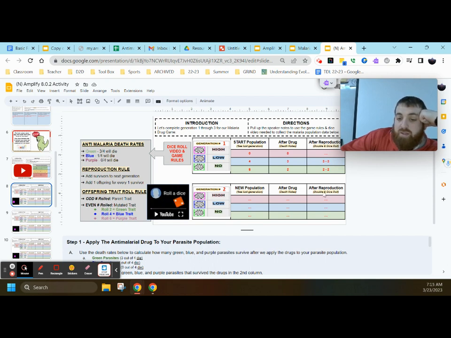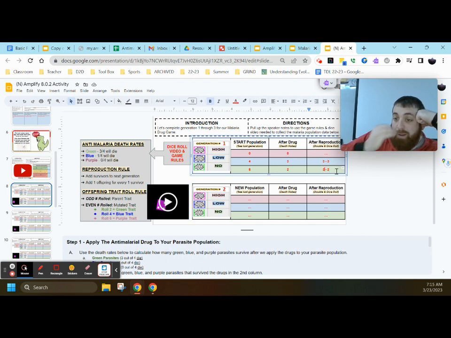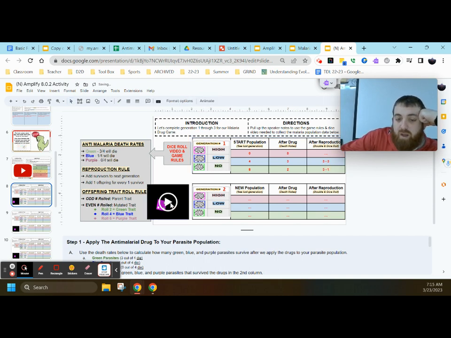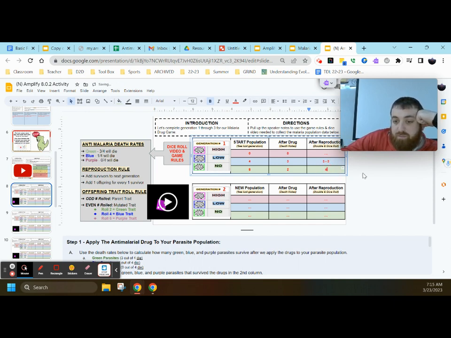A 2 means it's going to have a green trait. So now one of my parent survivors is green. So that's 3. I still have 1 offspring. So I'm going to roll my dice for my other offspring. Hit the pause button. It's a 5. 5 is odd, so it keeps the parent trait. So this becomes 4 green parasites.